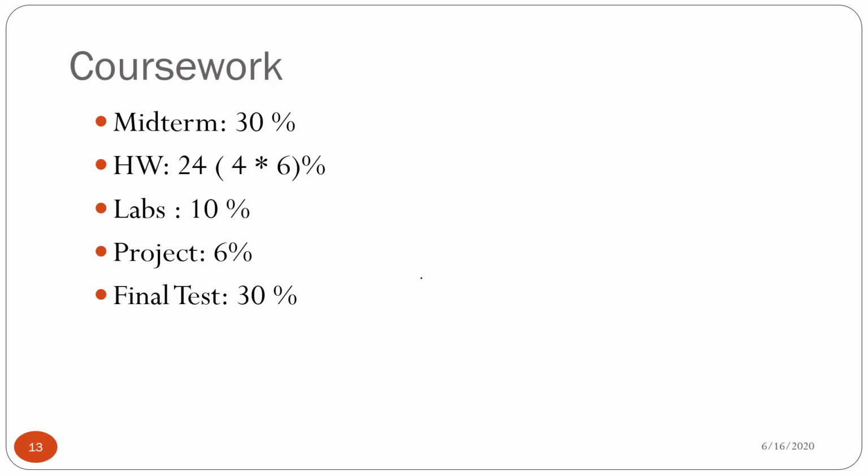Now the other important thing, your grading distribution. Your midterm exam will carry 30% of your final grade. The final test is 30%, so these two will make up 60% exams. Then you'll have homework. Homework will account for 24%, and you will have 4 homeworks, each carrying 6%. So this is 24% from homework.